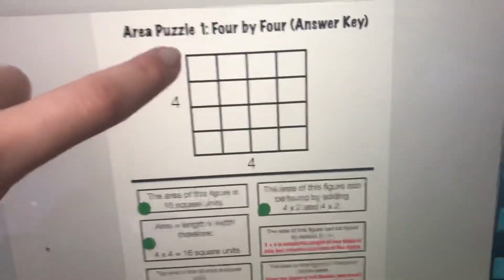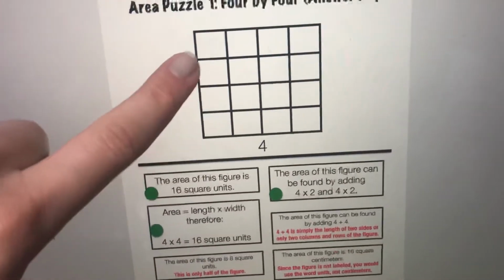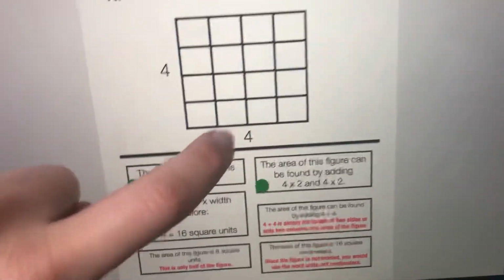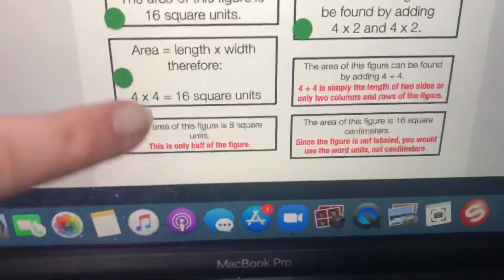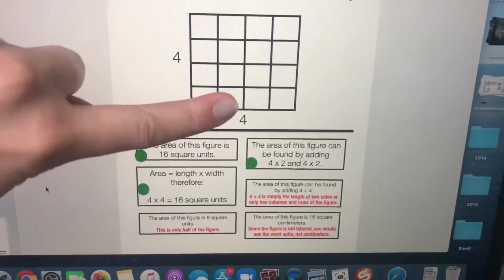Area is length, one side times the other, because this is technically 1, 2, 3, 4 rows of 4. It's an array, just like we learned in multiplication. And since it's an array, we can multiply 4 rows, 1, 2, 3, 4, by 4 columns. 4 by 4 gives 16 square units. The area is not 8, it's 16. 8 would only fill up that half.